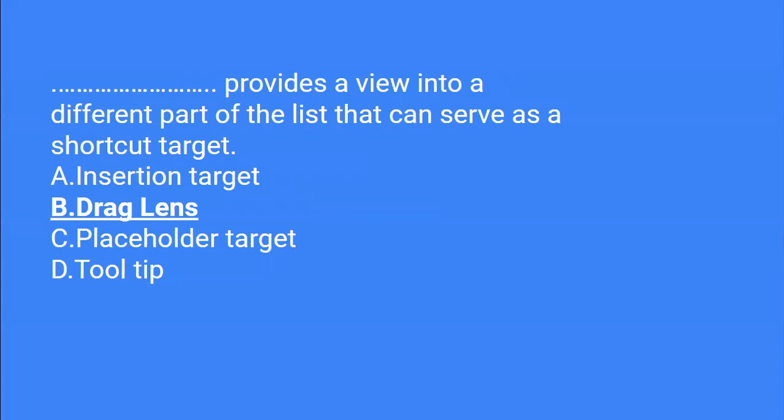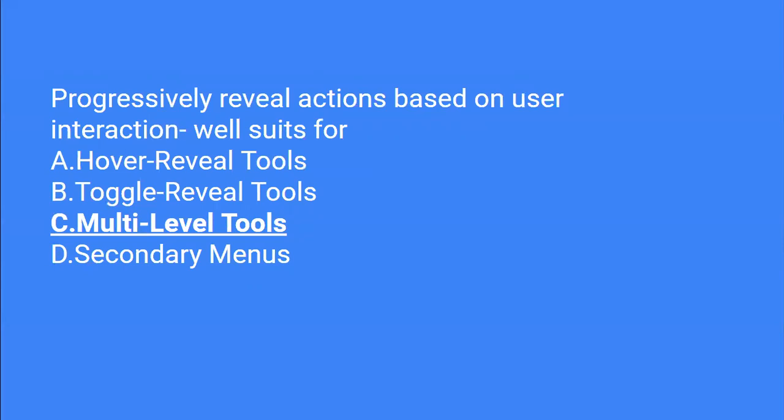Dash provides a view into a different part of the list that can serve as a shortcut target. The answer is drag lines. Progressively reveal actions based on user interaction well suits, the options are hover reveal tools, toggle reveal tools, multi-level tools, secondary menus. Here the answer is multi-level tools, because it mentions progressively revealing actions. In multi-level only the actions are done progressively.